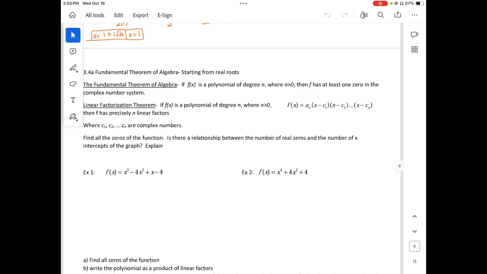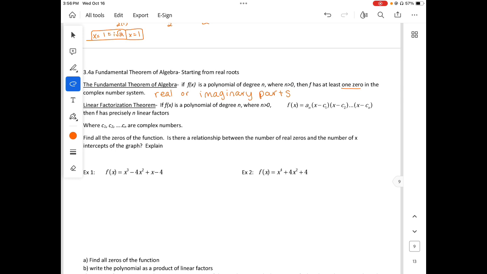Let's look at 3.4a, Fundamental Theorem of Algebra, starting with real roots. The fundamental theorem of algebra is that if you have a polynomial of degree n, where n is greater than 0, then f has at least one zero in the complex number system. So that means we have real or imaginary parts, or we could have both. So we have at least one zero in the complex number system.